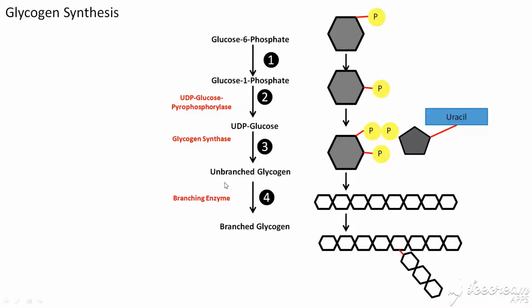The fourth and final step in the formation of glycogen is the conversion of unbranched glycogen into branched glycogen, and this is catalyzed by the enzyme called the branching enzyme. As you can see in the picture, we converted the unbranched glycogen right here, and we added a branch of glycogen at this point, and this is formed by a 1,6 glycosidic bond.